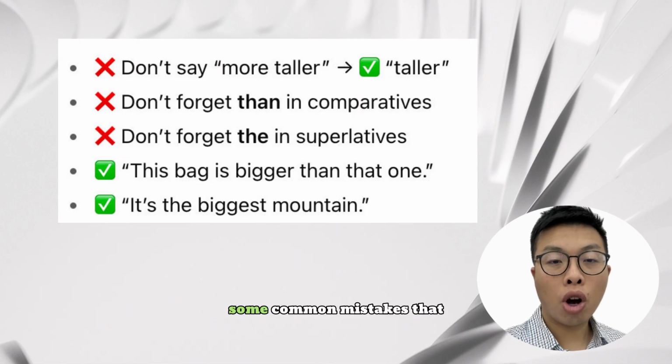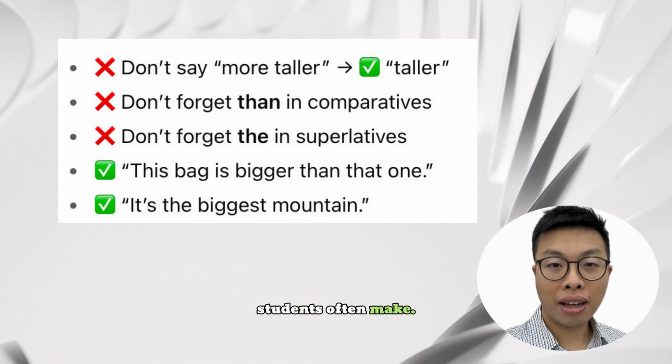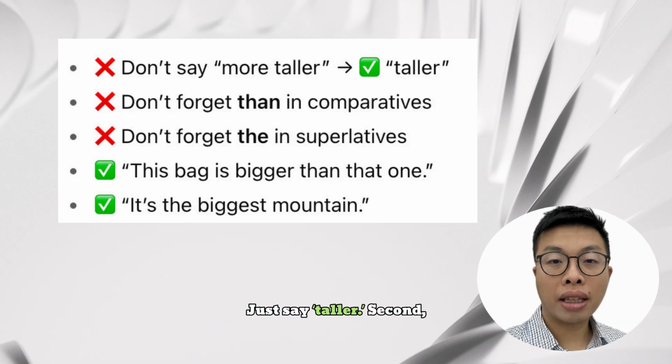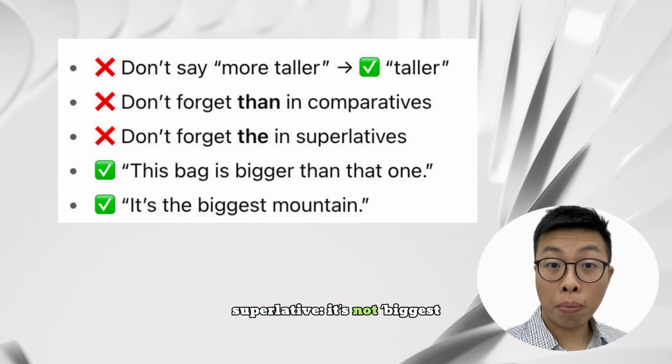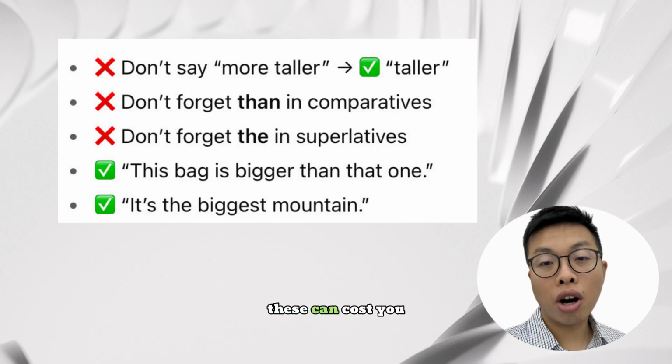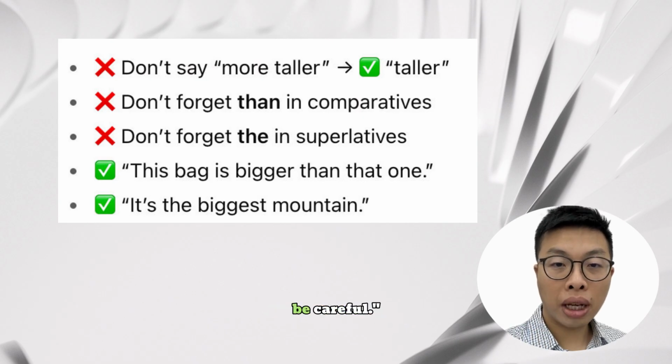Now, let's look at some common mistakes that students often make. First, don't say more taller. That's wrong. Just say taller. Second, always use than with comparatives. This bag is bigger than that one. Never forget the word than. And third, don't forget the before a superlative. It's not biggest mountain, it's the biggest mountain. Small mistakes like these can cost you marks in exams, so be careful.